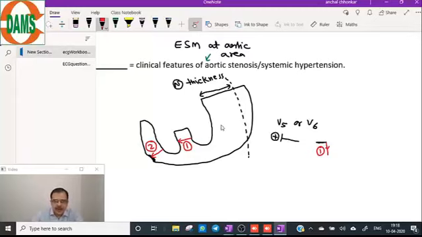Now come to the number two event. Now listen carefully, before drawing the diagram. Suppose it was a normal thickness of left ventricle, the number two vector should have ended here.